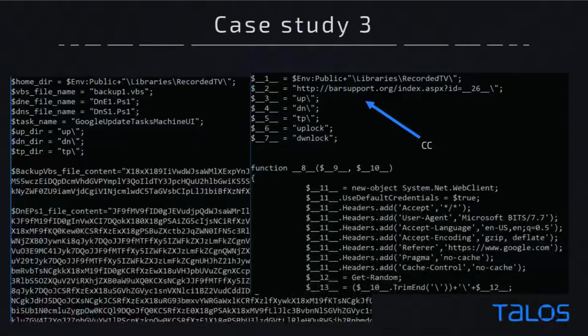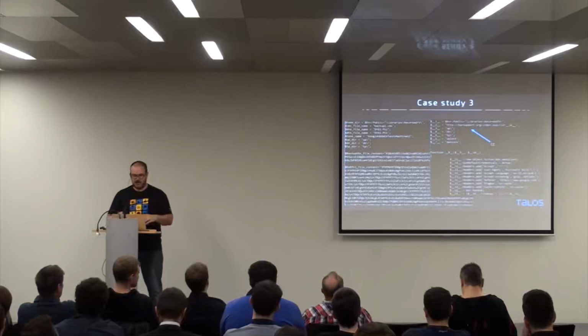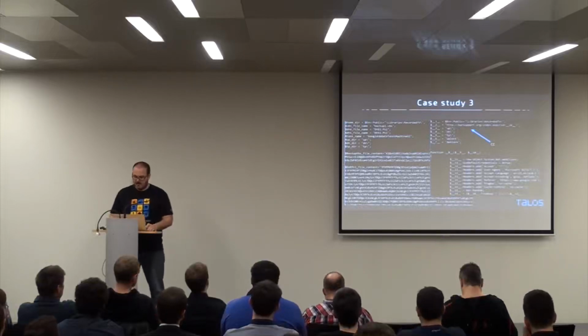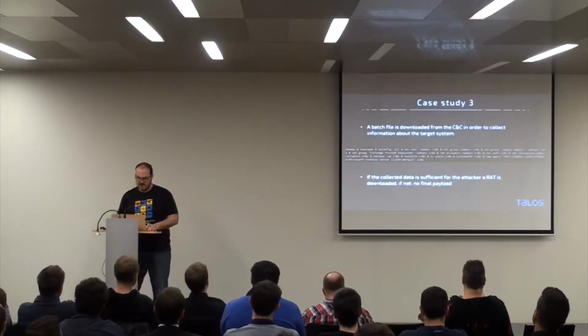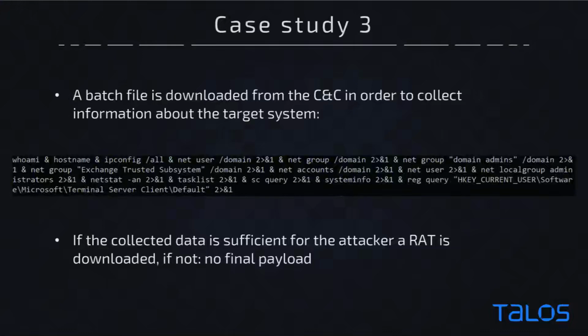The second step was to contact the CC, and in this case, it was a compromised legitimate website. So this is a typical example of a domain that sometimes you cannot block because it's a legitimate website and maybe you need to access this one. In this case, it doesn't seem to be really important, but I don't know.